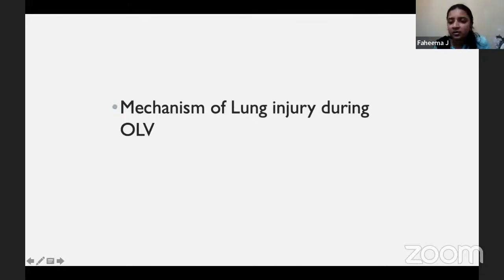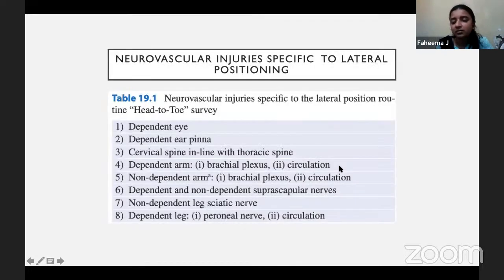In lateral positioning, the dependent region can be prone to pressure injuries of nerves. In the lower limbs, the sciatic nerve and peroneal nerve can be compressed. With prolonged lateral decubitus position, the dependent parts like the ear pinna or the dependent side eye can become edematous. Brachial plexus injury of the dependent arm is also more common.